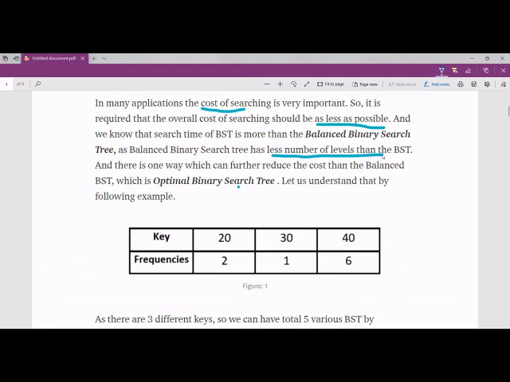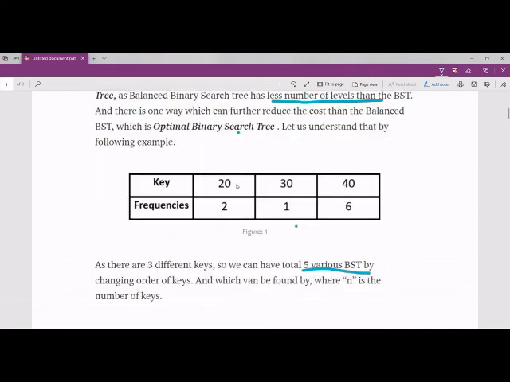So it is not only that the balanced binary search tree has the least search time; there is another method which can further reduce the cost of the balanced binary search tree, and that is the optimal binary search tree. So we can say that by using the optimal binary search tree, we can determine the least searching time of our binary search tree.